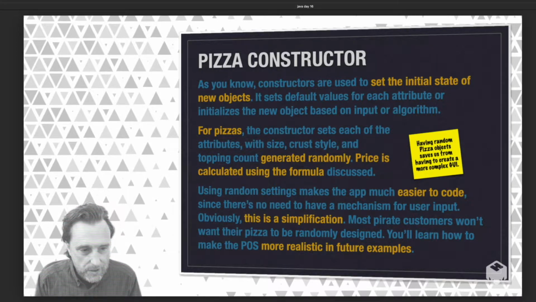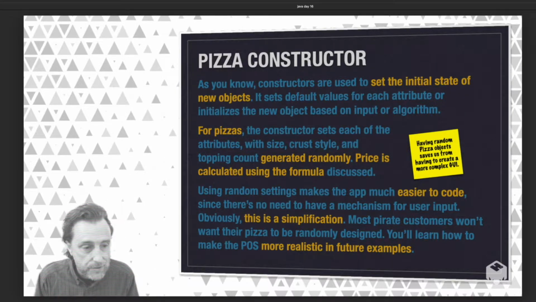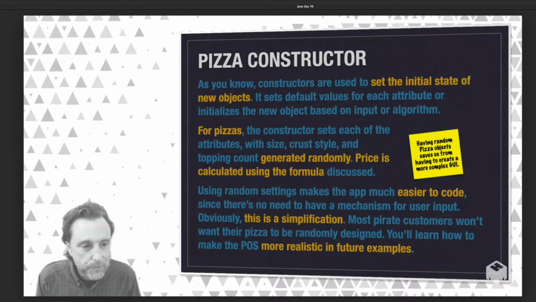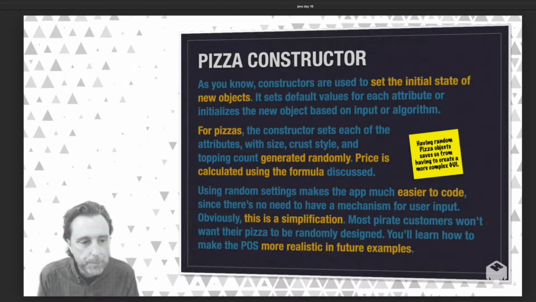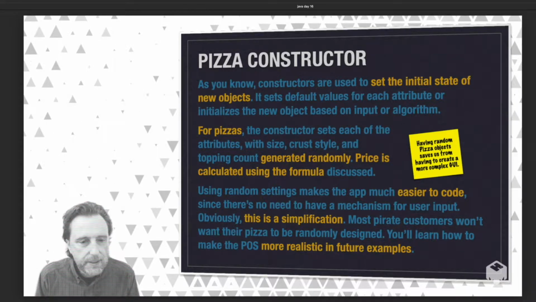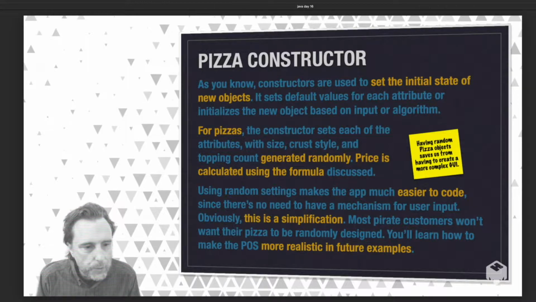That's the simplification. There's no interface here to allow you to input crust style or size, or to make edits or changes to a crust style or a size, because that would add significantly to the complexity of the app, and it's not something we really need to look at right now. What we're looking at right now is how do we create and use, say, pizza objects? How do we create our own class to encapsulate the data and the methods that we need, and then use it in an app to take advantage of the work we put into designing the class.